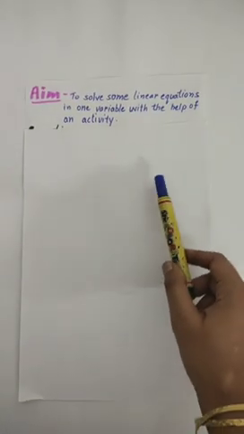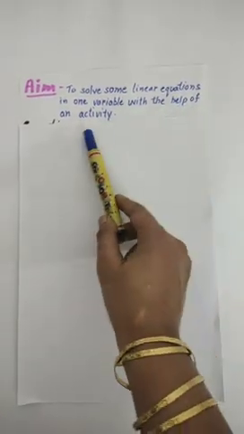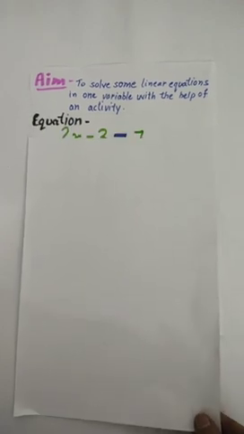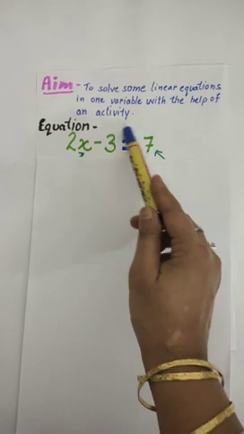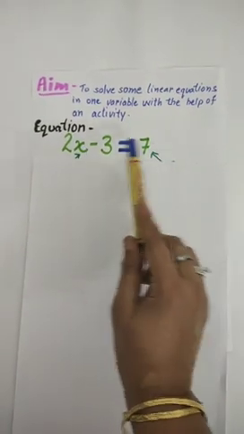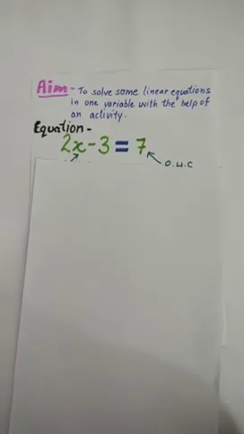Today you're going to learn with me the linear equation in one variable with the help of an activity. Before going further, you should know something about the equation. What is an equation? An equation always consists of an equal to sign between the two expressions. Those are balanced. The balancing is always done by this equal to sign.